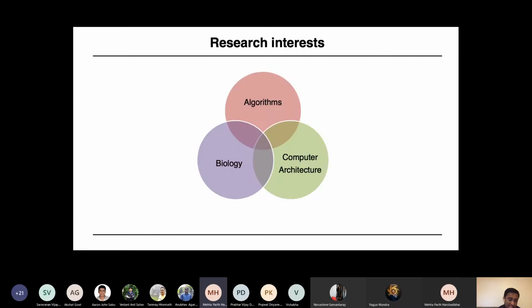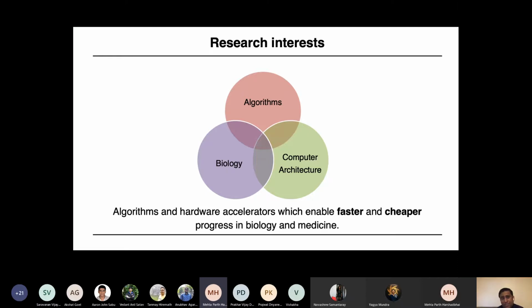So broadly, my research interests fall at the intersection of algorithms, biology, and computer architecture, as this Venn diagram shows. But more specifically, I'm interested in developing algorithms and domain-specific hardware accelerators that enable cheaper and faster progress in biology and medicine.